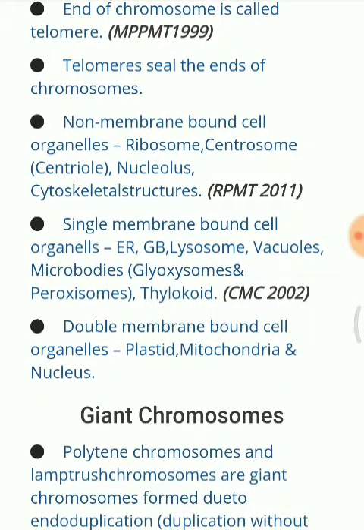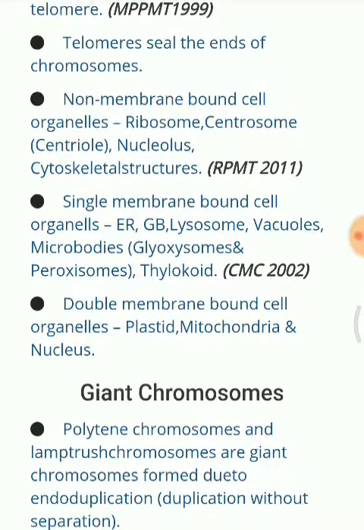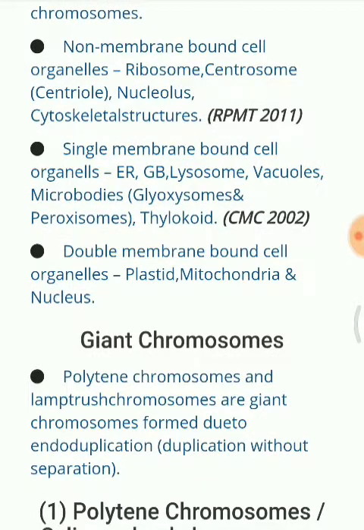Non-membrane bound cell organelles: ribosomes, centrosomes, centrioles, nucleolus, and cytoskeleton structures. Single membrane bound cell organelles: ER, Golgi body, lysosomes, vacuoles, microbodies, glyoxysomes, and peroxisomes. Double membrane bound cell organelles: plastids, mitochondria, and nucleus.